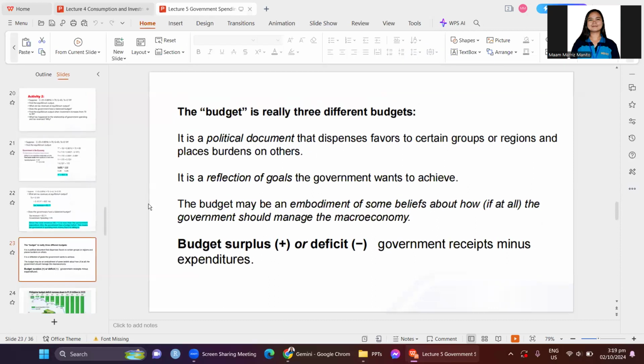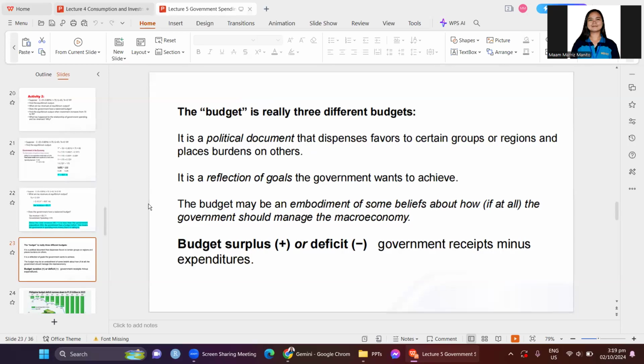So just an additional lang in this discussion for government spending. The budget is really three different things when we talk about the budget in the economy. First, it's a political document. It dispenses favors to certain groups or regions and places burdens on others. And then it's also a reflection of goals the government wants to achieve. And a budget can also be an embodiment of some beliefs about how the government should manage the economy.